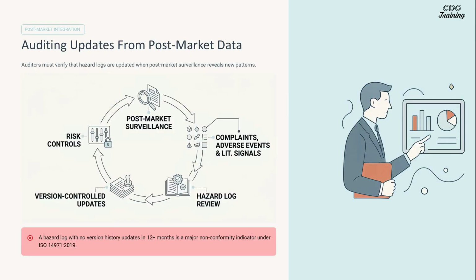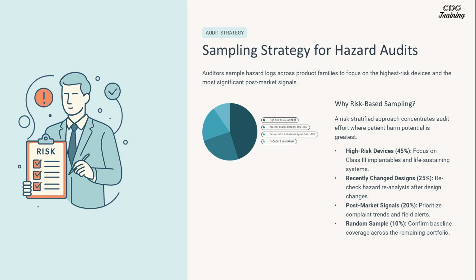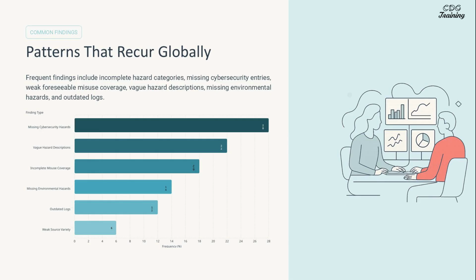Post-market surveillance is crucial for updating hazard logs. Auditors must ensure these logs reflect new patterns and information to maintain compliance. A risk-based sampling strategy focuses audit efforts on high-risk devices and significant post-market signals, ensuring efficient and effective hazard audits. Common global findings include incomplete hazard categories and missing cybersecurity entries. Auditors must address these recurring issues to improve safety.